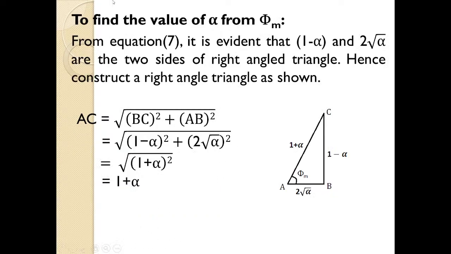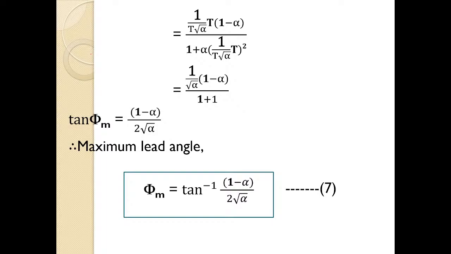Okay. Now let us find the value of alpha from phi m. From the phi m equation, we can represent phi m is equal to tan inverse of 1 minus alpha by 2 root alpha.